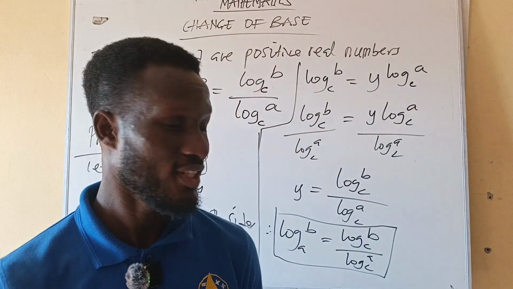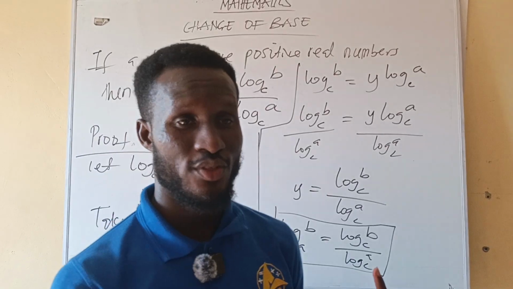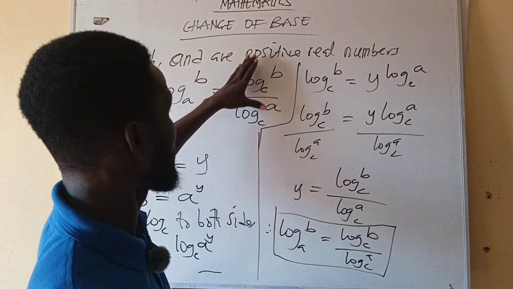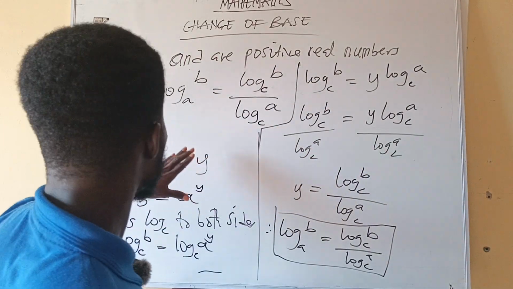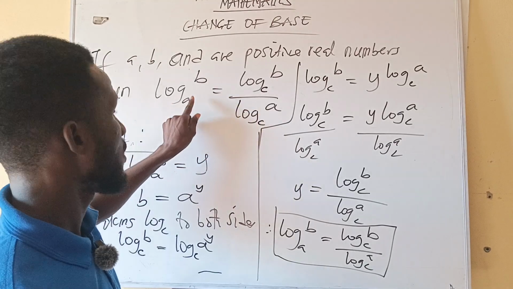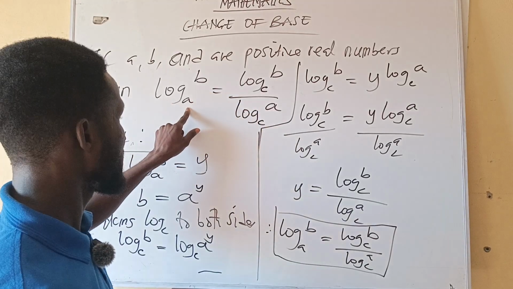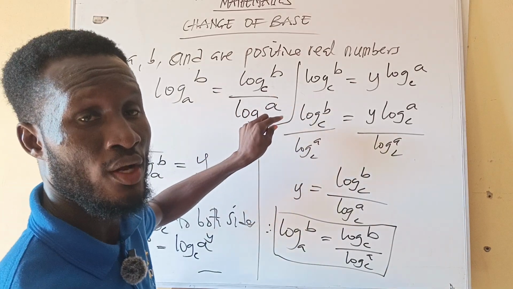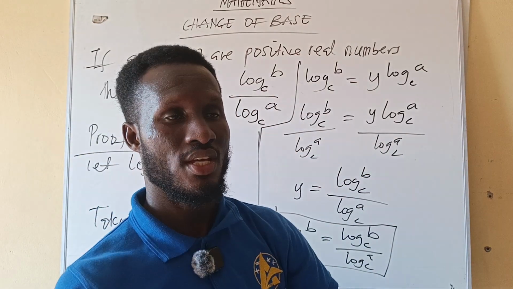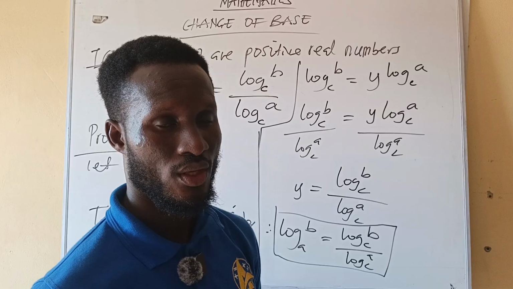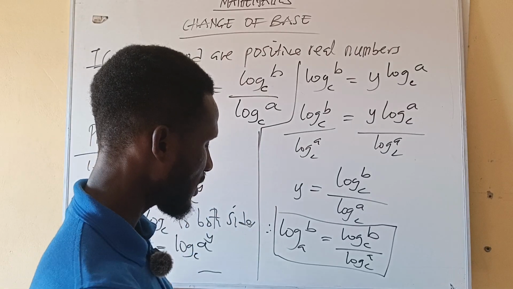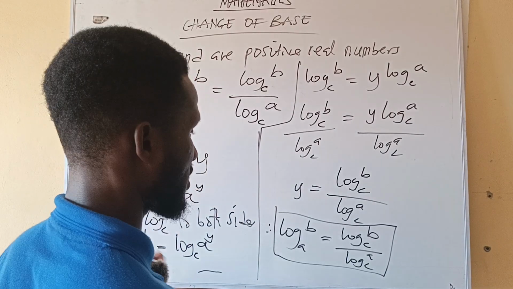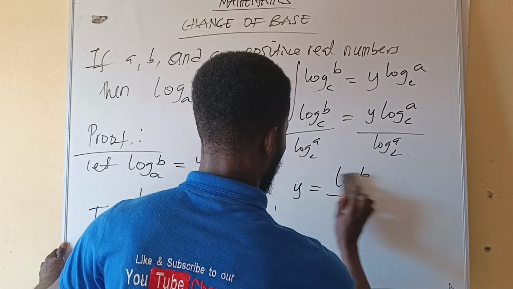Good day. In the previous video, I proved that log of b base a is the same as log b base c over log a base c, meaning that I want to change all the logs to what? To base c. Now, in this video, I'm going to solve some questions, so follow me closely.